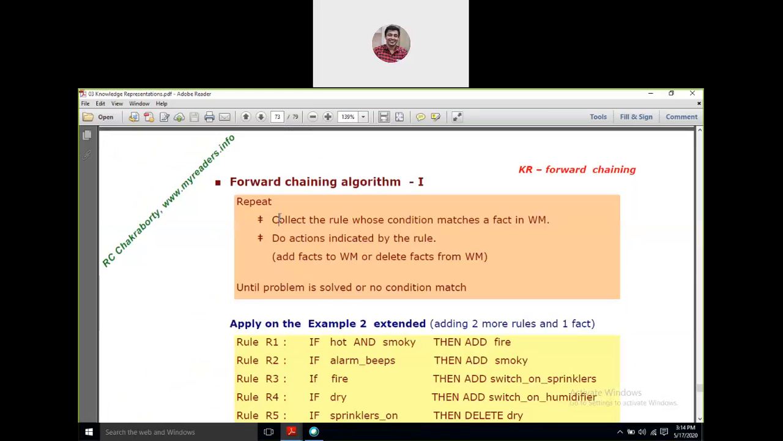This is my second statement of the algorithm here. See, now collect the rule whose condition matches a fact in the working memory. Do the actions indicated by the rule. That means add Smoky. This is the action that is indicated by the rule, and you have to add those facts to the working memory. We have done that. Or there is a new thing that you are seeing for the first time, that means deleting facts from the working memory. Now, repeat until the problem is solved or no condition matches. Let us see how we can apply this.